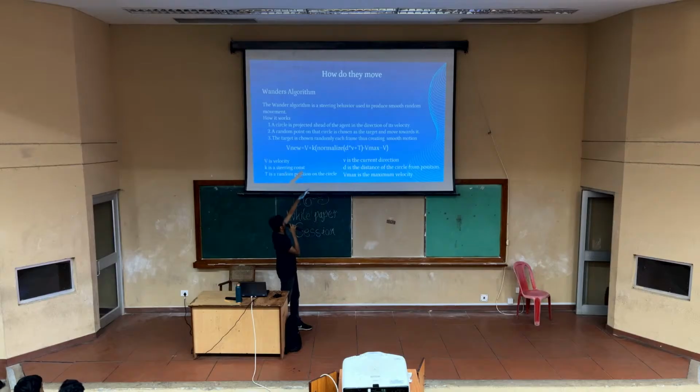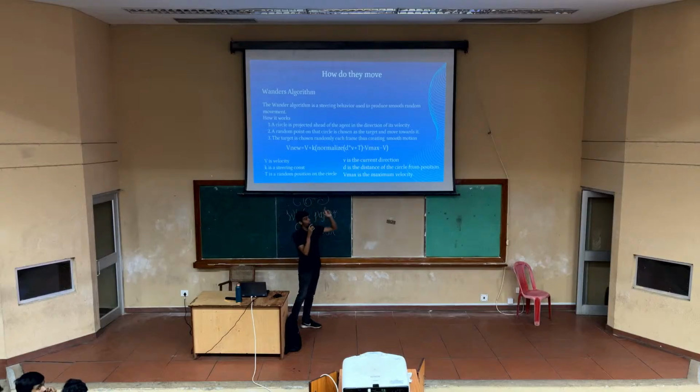This is the formula, which is very simple. V is the current velocity and direction. A is the steering constant, which helps in moving, and D is the distance from the current position to the circle which we are taking. T is the target point on the circle, and V max is the maximum velocity which a particular agent can have.